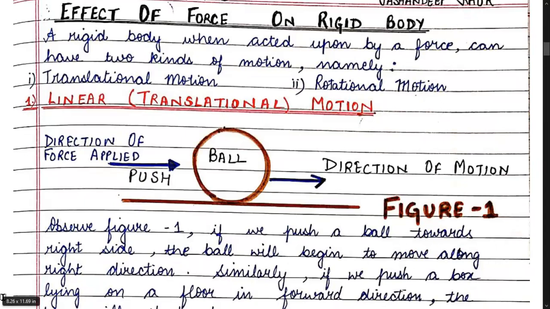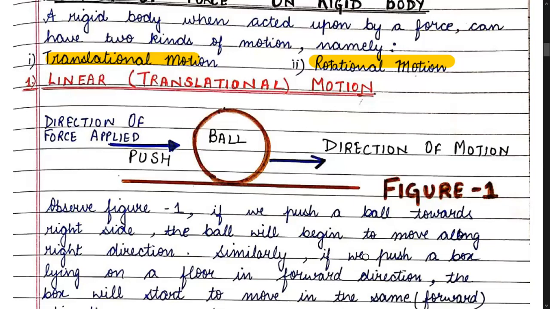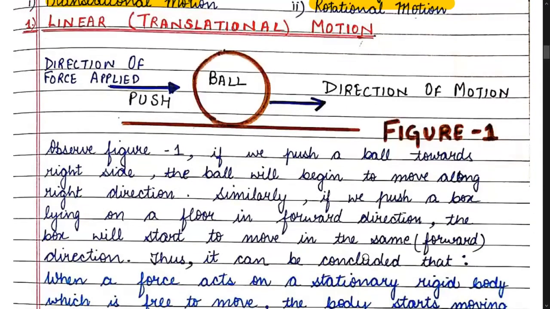Now children, whenever a rigid body is acted upon by a force, it can have two kinds of motion, namely translational motion and secondly rotational motion. So whenever a force is applied to a rigid body, that force can bring two kinds of motion, translational or rotational. Now first let us discuss translational motion.